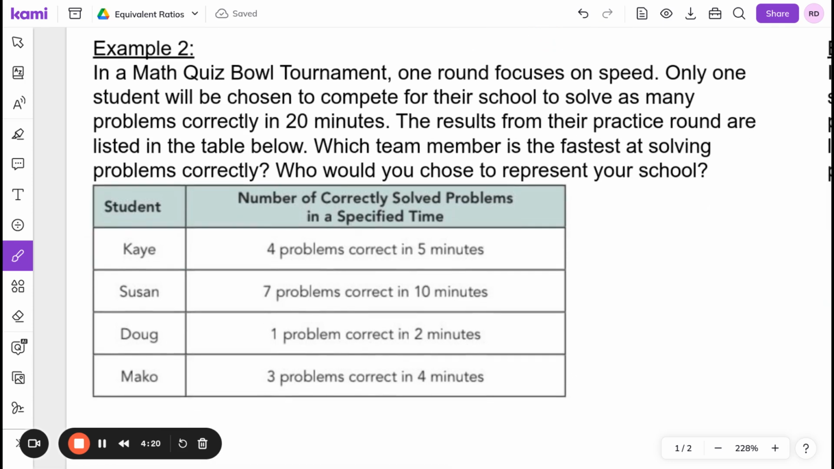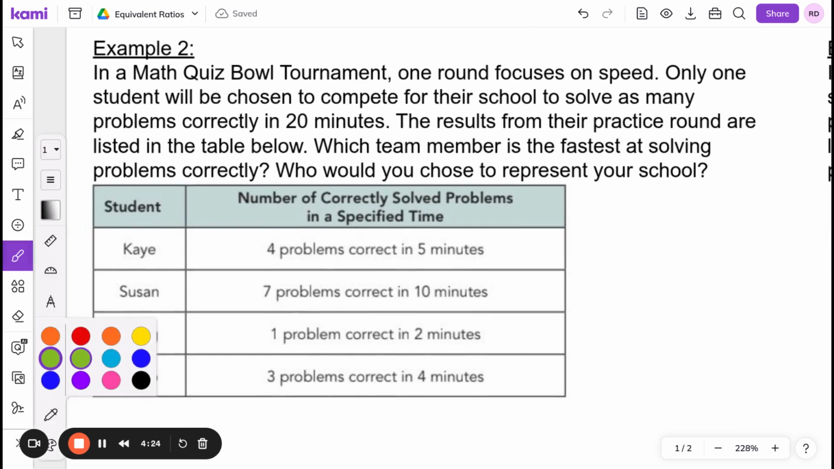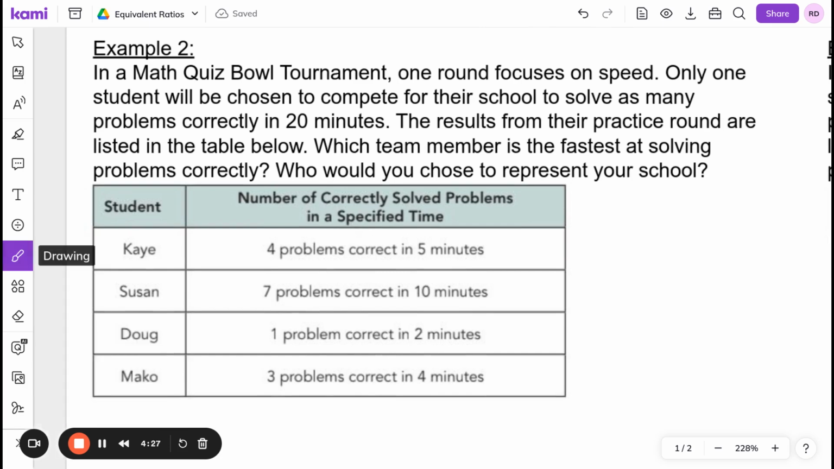So here in example 2, in a math quiz bowl tournament, one round focuses on speed. Only one student will be chosen to compete for their school to solve as many problems correctly in 20 minutes, and that seems important. The results from their practice round are listed in the table below. Which team member is the fastest at solving problems correctly? So who should we choose to represent the school? So if we want the fastest person, we're looking for the person that answered the most problems correct in the 20-minute time frame.